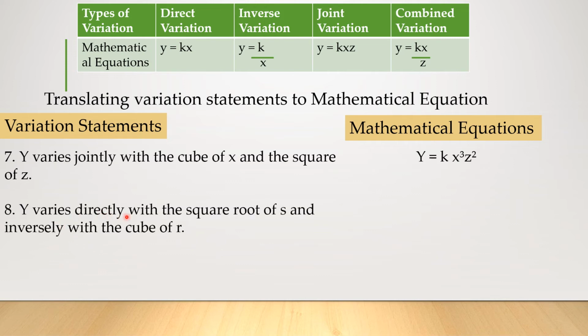Y varies directly with the square root of s and inversely with the cube of r. Now, y varies directly with the square root of s. Let's stop there. So let's write that first because this is combined variation, which means y is equal to k times the square root of s. And inversely with the cube of r means divided by r cubed. Okay?